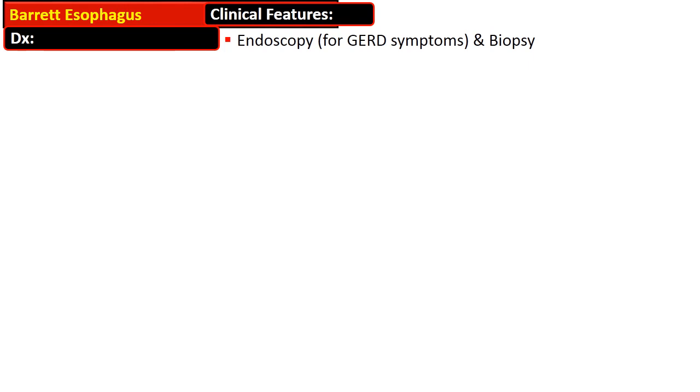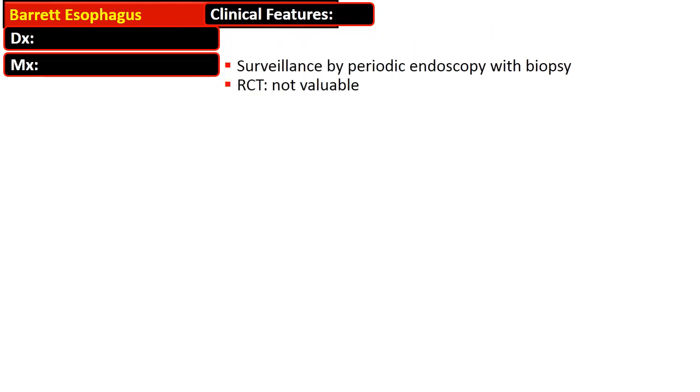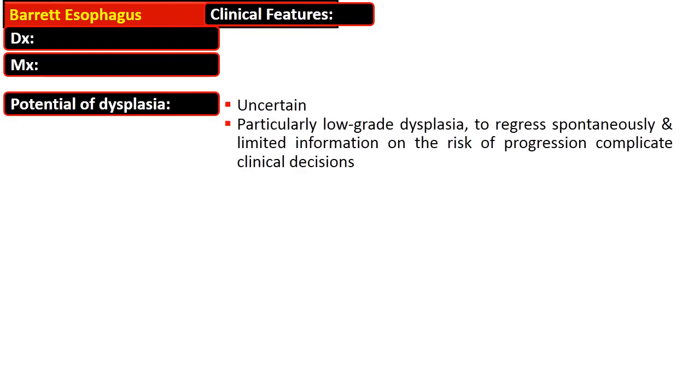The diagnosis of Barrett's esophagus depends on the endoscopic and biopsy confirmation. The management of this entity is done by surveillance of the patient by periodic endoscopy with biopsy. However, a randomized clinical trial showed that this is not valuable. The potential of dysplasia is uncertain in Barrett's esophagus, particularly the low-grade dysplasias that regress spontaneously, and limited information on the risk of progression complicates clinical decision.